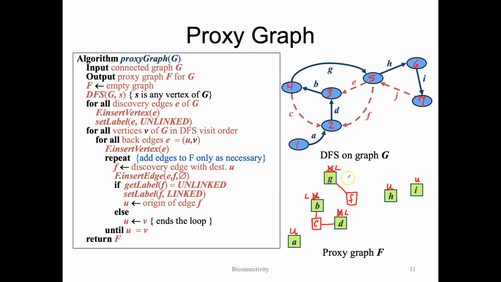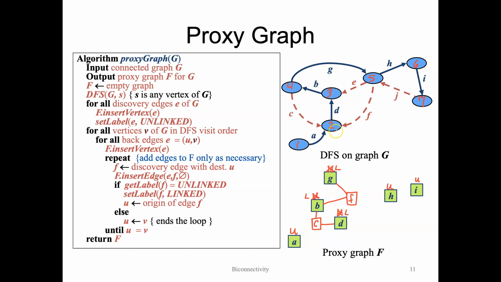Now we add an edge to B. Then we check, was it linked? It was linked, which means we don't need to add any more edges because everything that B was linked to, F is essentially also linked to through some slightly longer path. So we don't have to add an edge to D, for example, because we already have a path to D. So we're going to stop early.